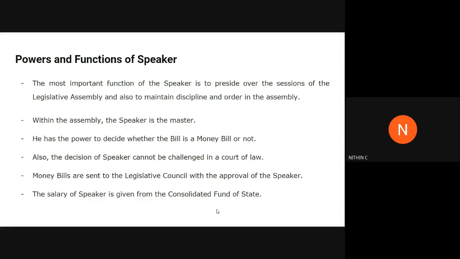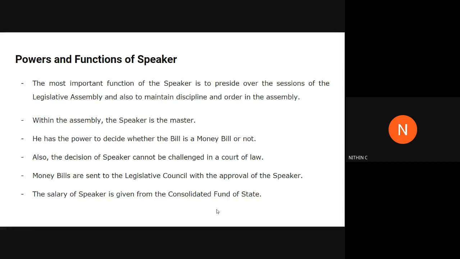Okay. Next is powers and functions of speaker. The most important function of the speaker is to preside over the sessions of legislative assembly and also to maintain the discipline and order in the assembly that you might have seen in TVs and all. What is actually the role of speaker in legislative assembly?